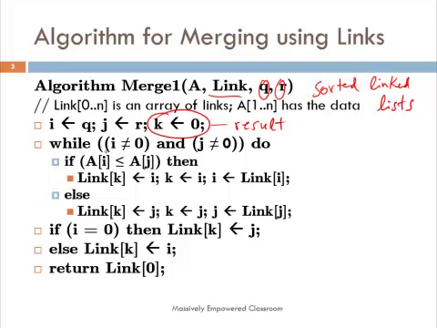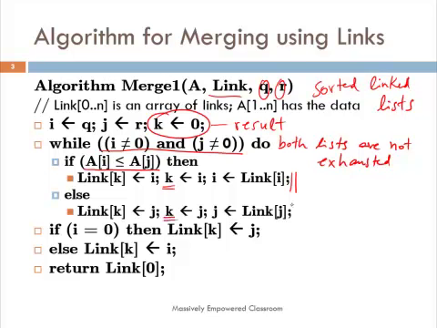What we do is we traverse both the lists while i naught equal to 0 and j naught equal to 0, meaning both lists are not exhausted. That means both the lists still have elements. Then we compare the corresponding elements ai and aj. Whichever one is smaller, ai less than or equal to aj, that is the one that we will add to the resulting list k. In this case we add i, in this case we add j, right?